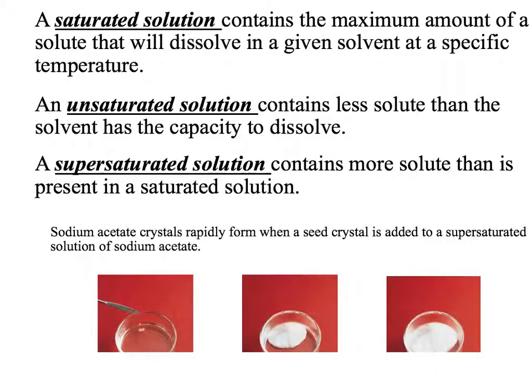A saturated solution contains the maximum amount of a solute that will dissolve in a given solvent at a specific temperature. An unsaturated solution contains less solute than the solvent has the capacity to dissolve. A supersaturated solution contains more solute than is present in a saturated solution.